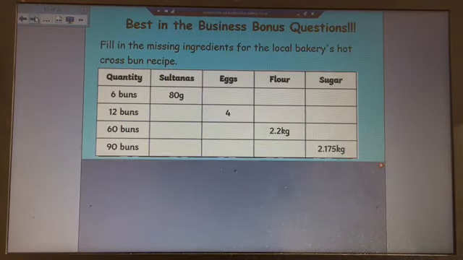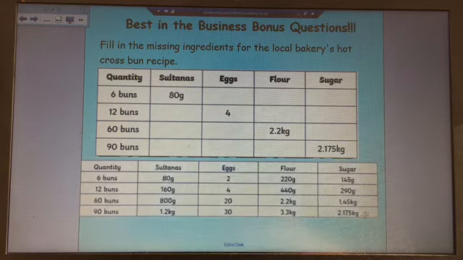Okay, here's your best in the business bonus questions. So press pause if you want to crack this on your own. If not, I'm going to show the answers now. Okay, here we go.